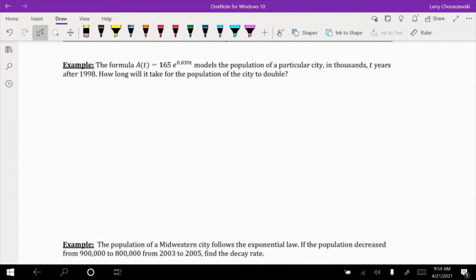All right, let's look at our next example. The formula A of t. I agree, Robert, for sure.